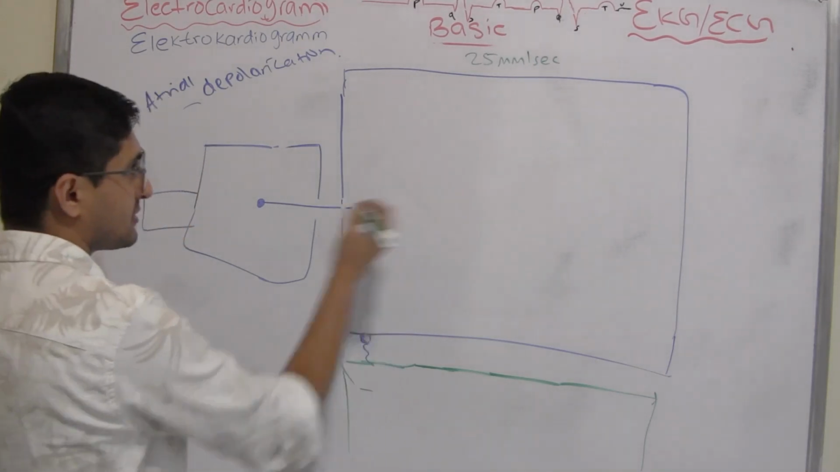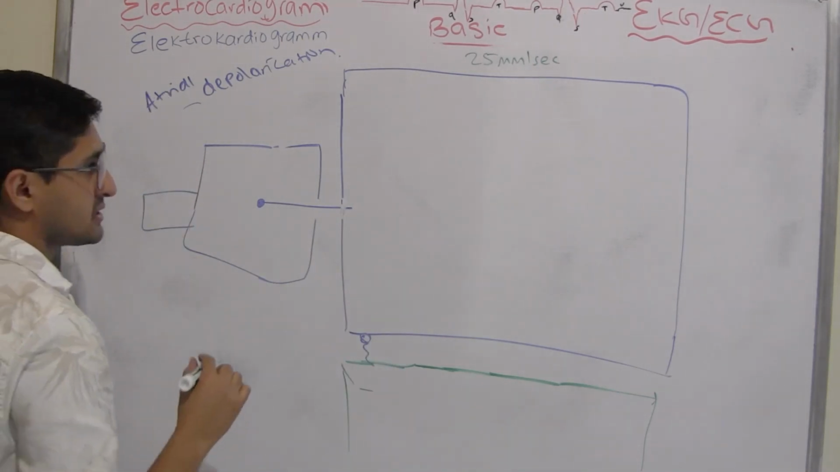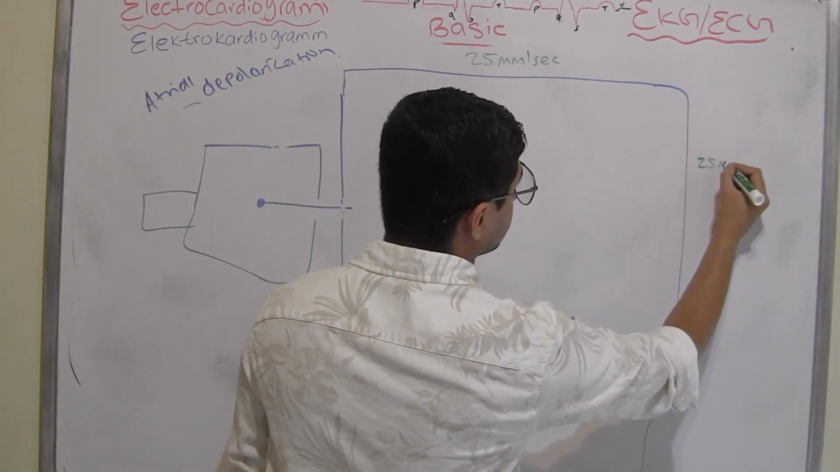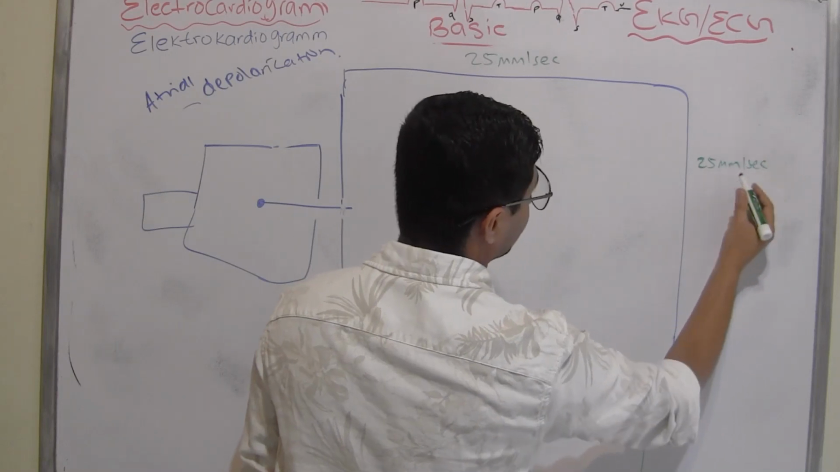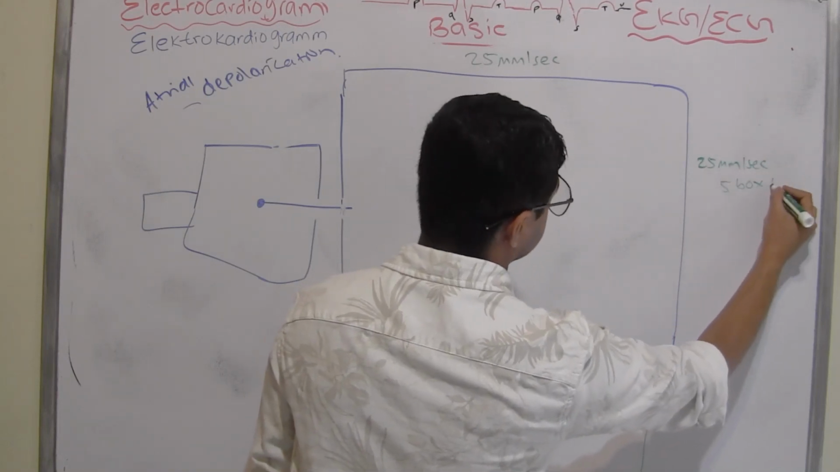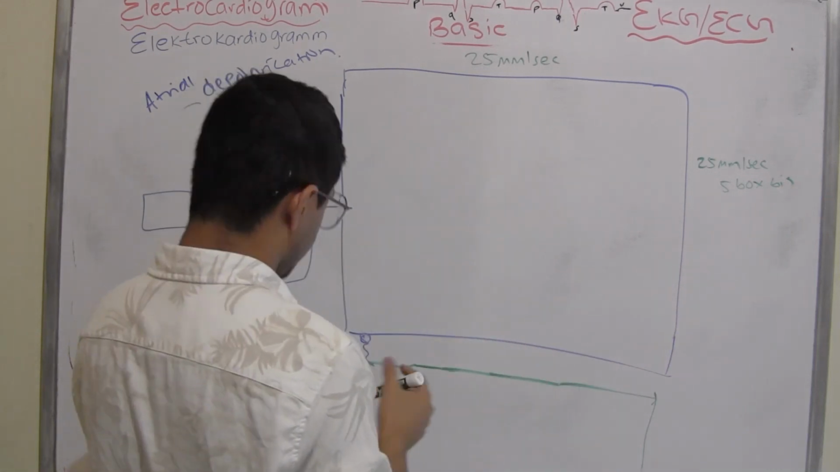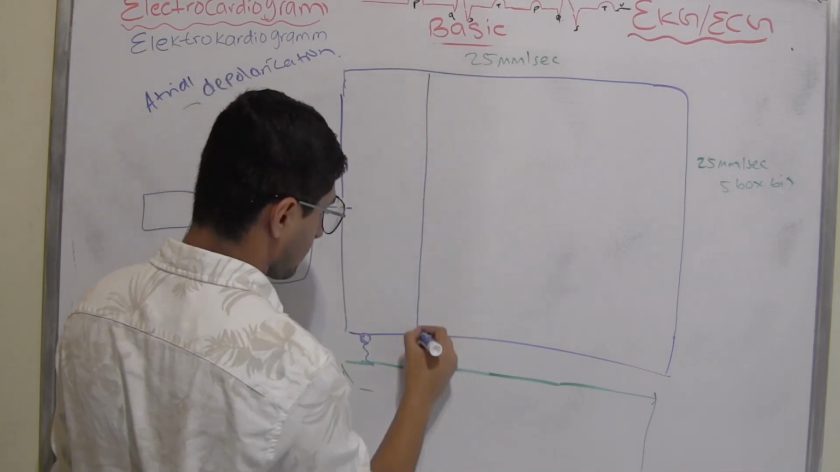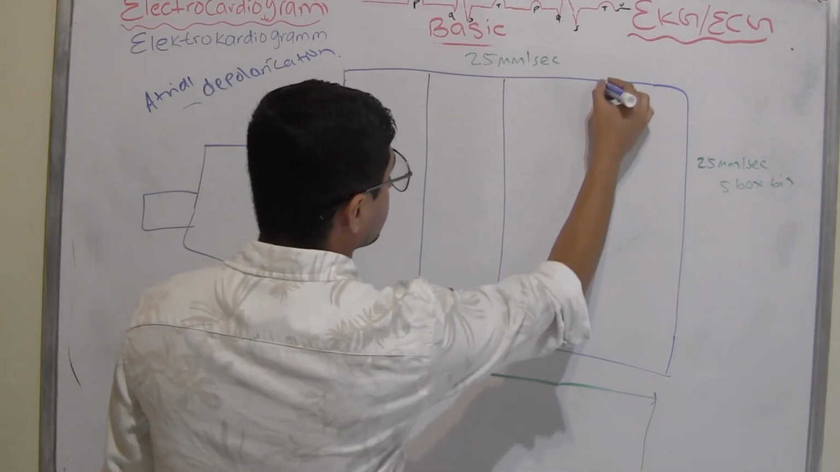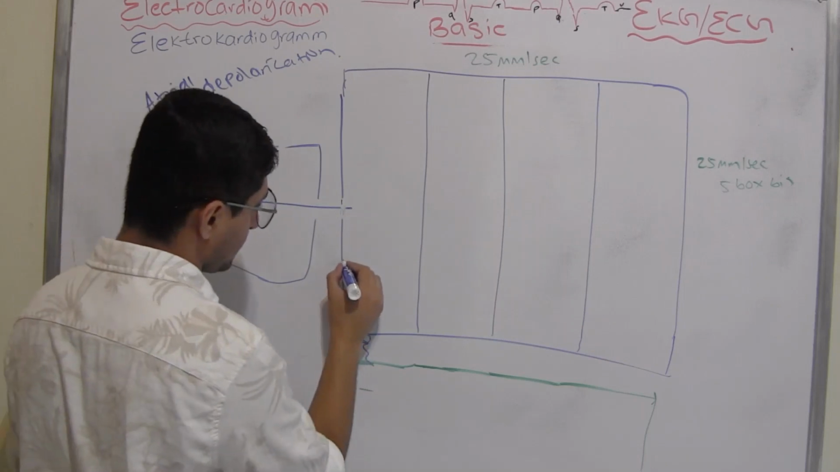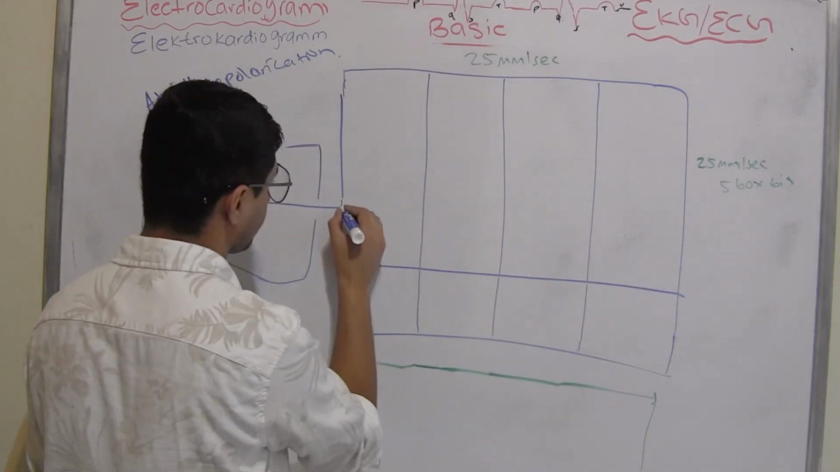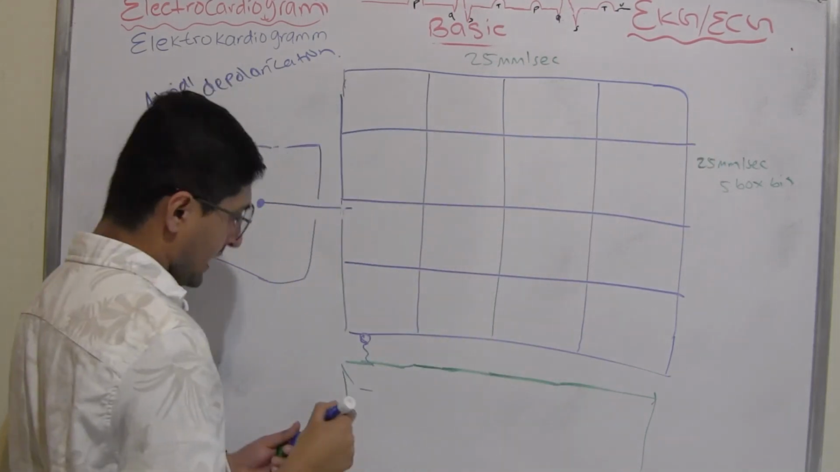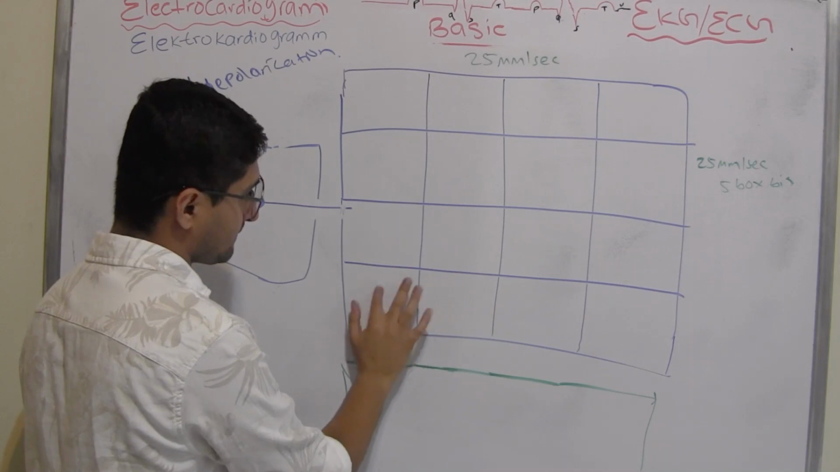So if it's moving at 25 millimeters per second, usually what happens is that it passes by about 5 big boxes, because they have those big boxes. Let me draw those big boxes too, vertically and horizontally. So let me make these as big boxes, and this is what it is.